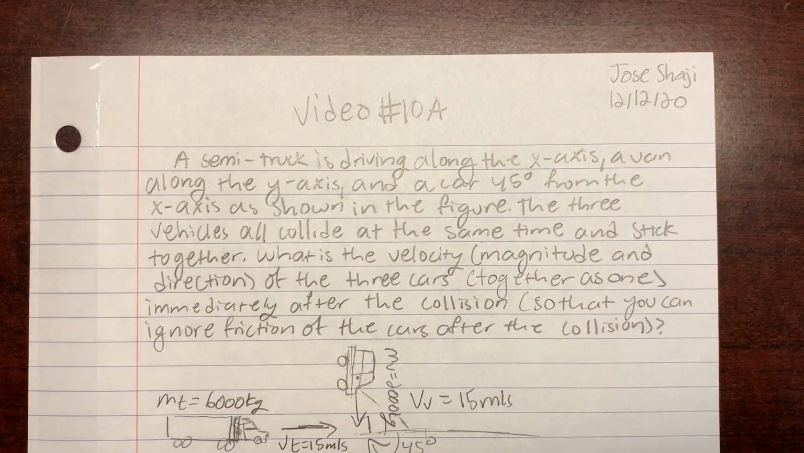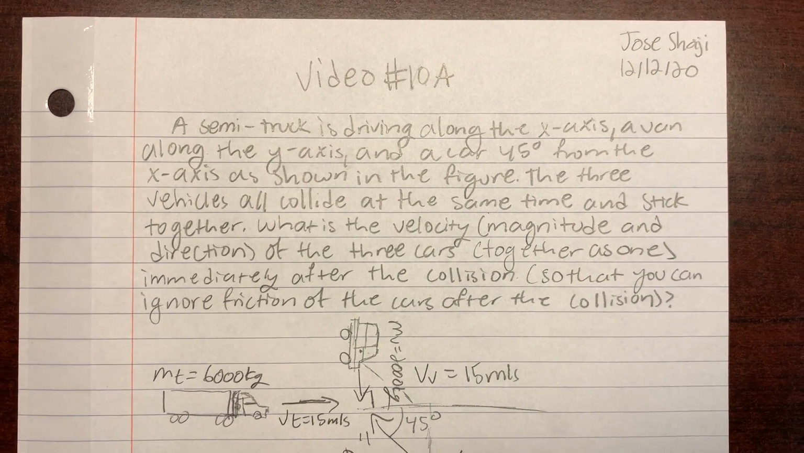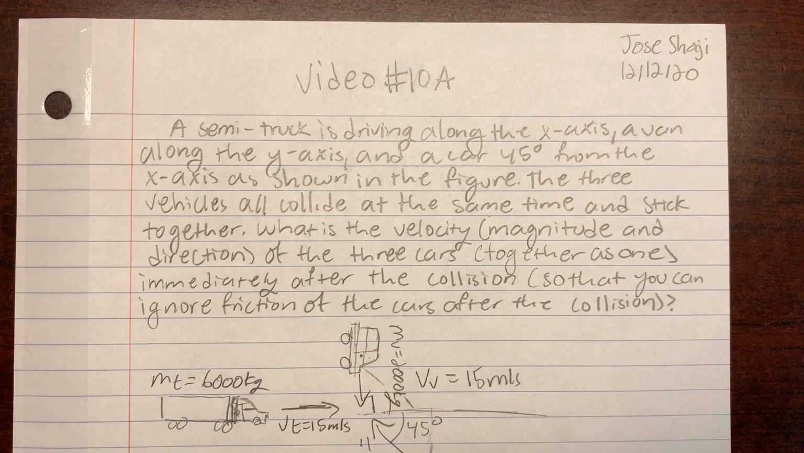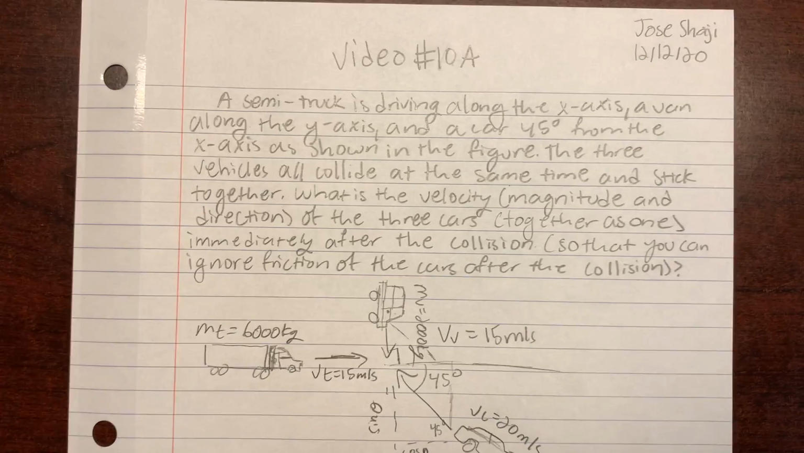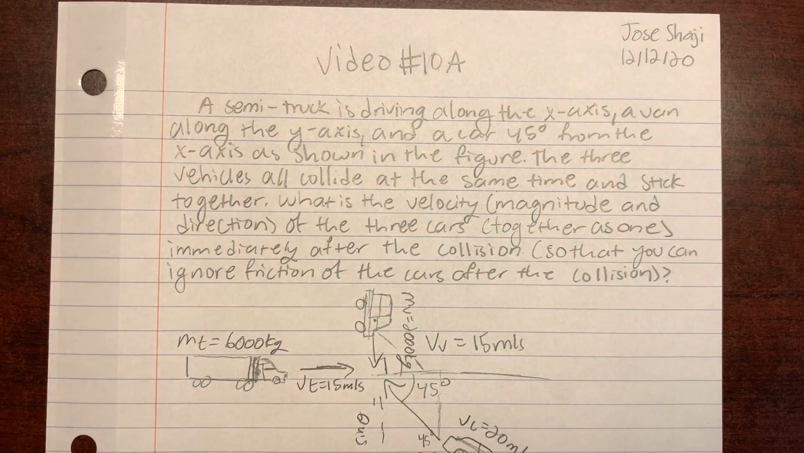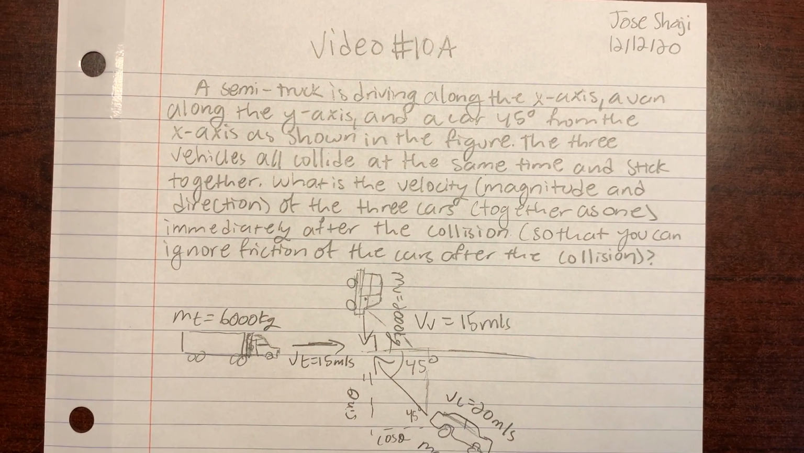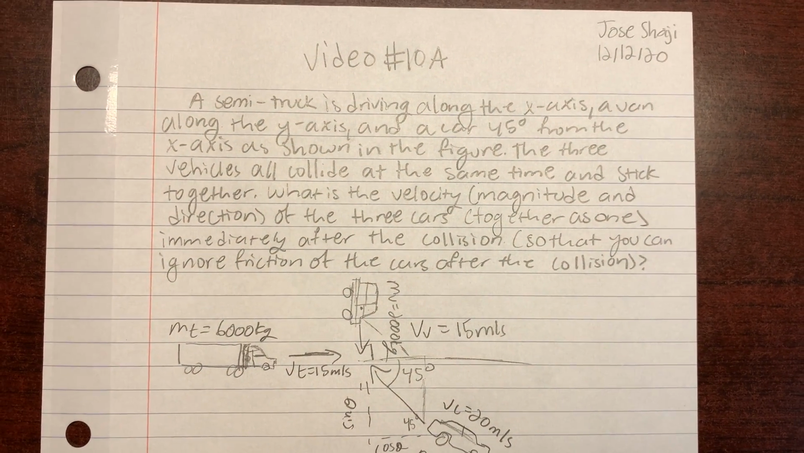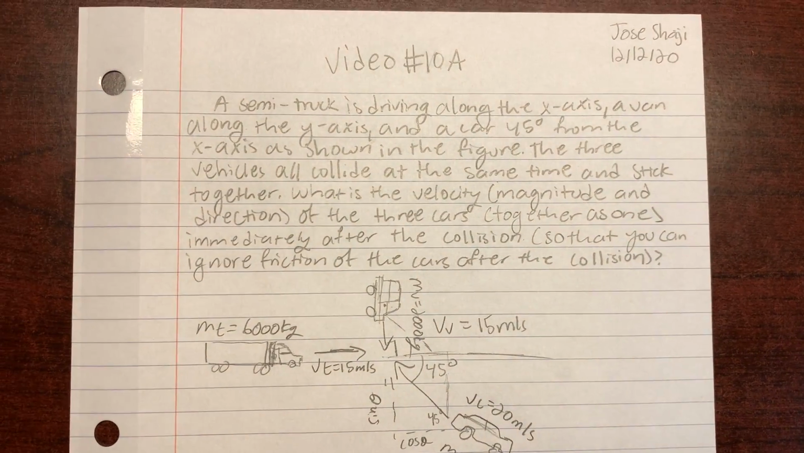A semi-truck is driving along the x-axis, a van along the y-axis, and a car 45 degrees from the x-axis, as shown in the figure. The three vehicles all collide at the same time and stick together. What is the velocity, magnitude, and direction of the three cars together as one immediately after the collision? You can ignore friction of the cars after the collision.